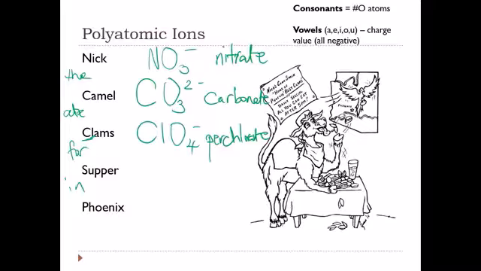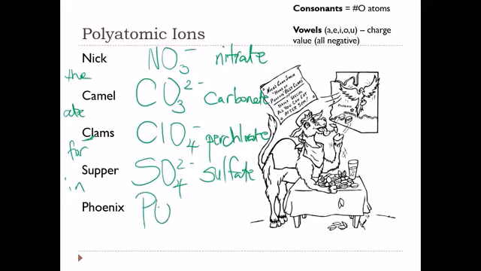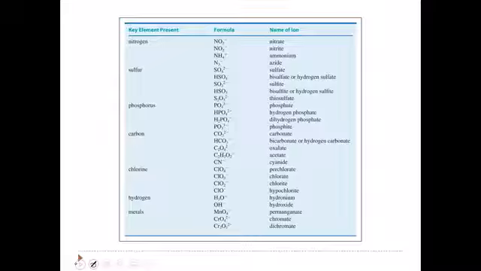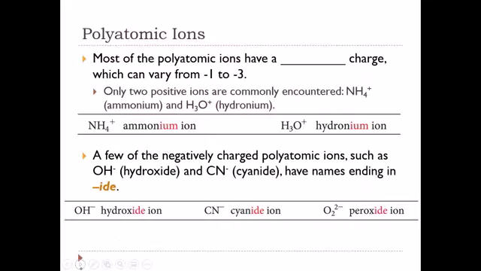Next, you try to do the last two. Okay, so pause it, come back. So SO4 2 minus, that's sulfate, and PO4 3 minus is phosphate. But if this method doesn't work, then the old-fashioned way of memorization still works in most cases. So nitrate, carbonate, perchlorate, sulfate, phosphate. And like I said, there's the more extensive list.